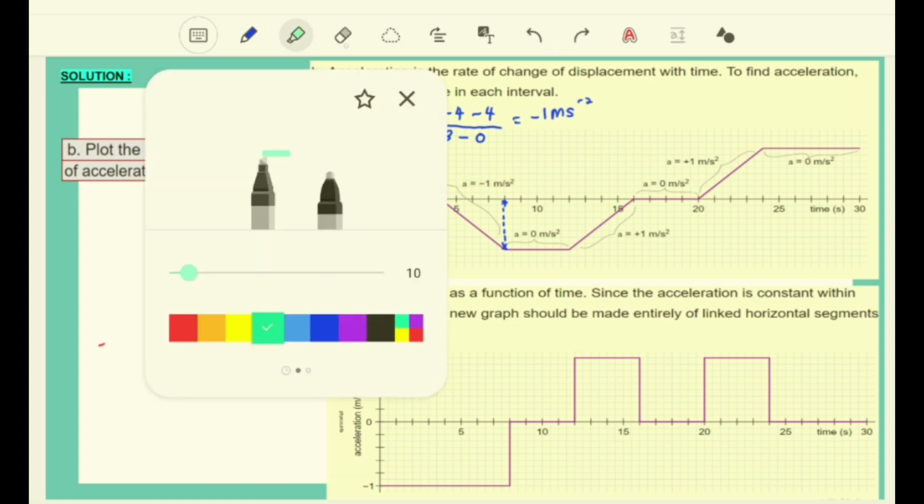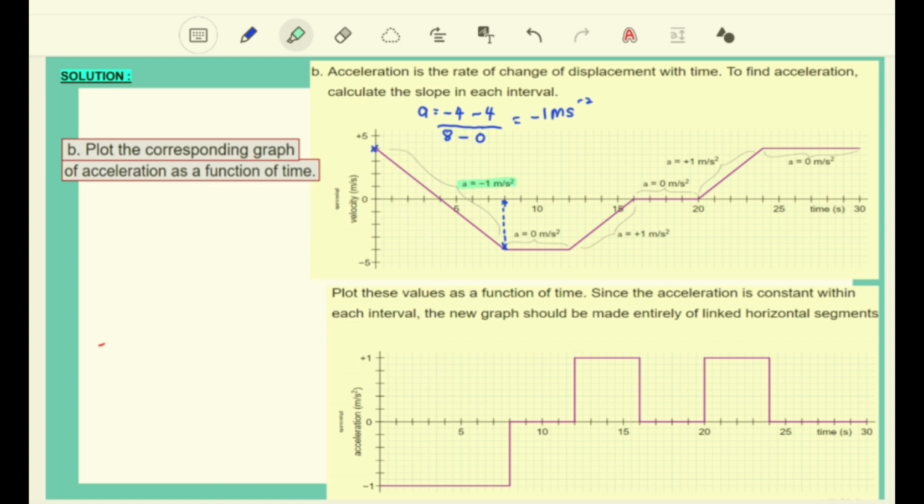Let's use another color. Now the object is moving with constant velocity here. So here velocity is equal to -4 meter per second. So it's constant. Therefore acceleration is 0. How about this one? From 12 second to 16 here. Let's calculate the acceleration.